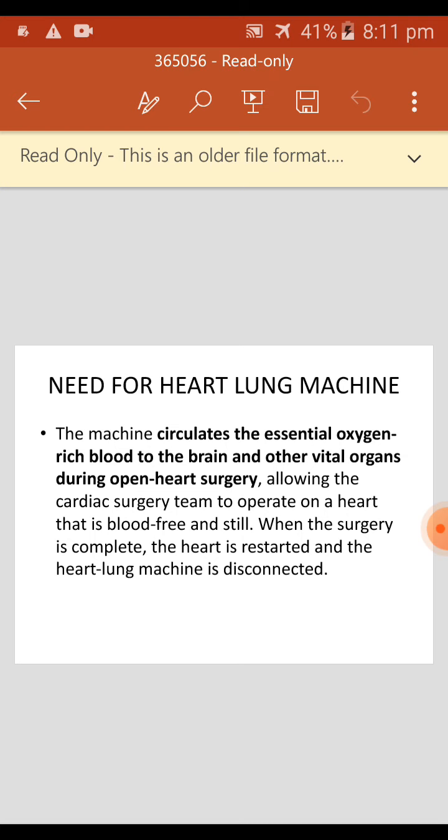This is nothing but for roller pumps only. Next, pulsatile flow generation, high efficiency, high reliability and safety, option for emergency operation, for example manual operation. Allowing the cardiac surgery team to operate on a heart that's blood free and still. When the surgery is complete, the heart is restarted and the heart lung machine is disconnected.